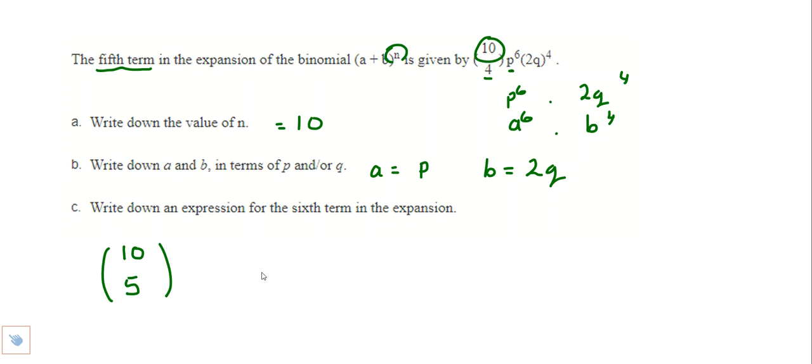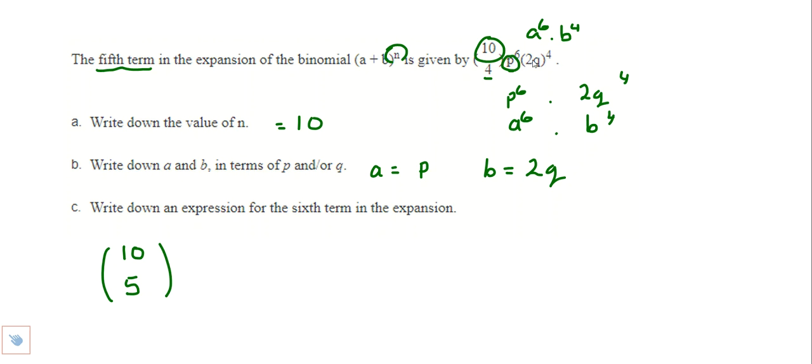Are you just talking about... say it again. For the answer, it's like A equals P, should we put P instead? No, so A is just P, and because remember it would be A to the power of 6 times B to the power of 4, so A is whatever was to the power of 6, so it's just the P. If you wrote P to the power of 6, you wouldn't get it actually.